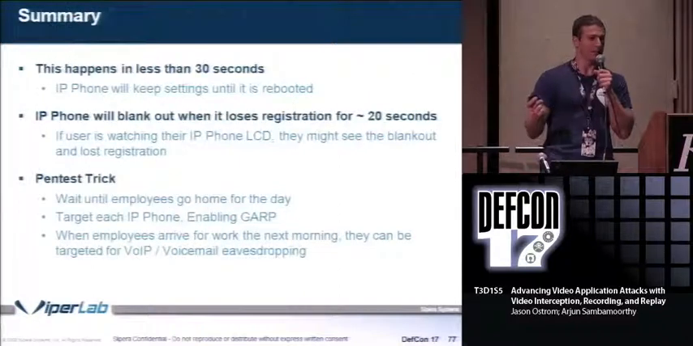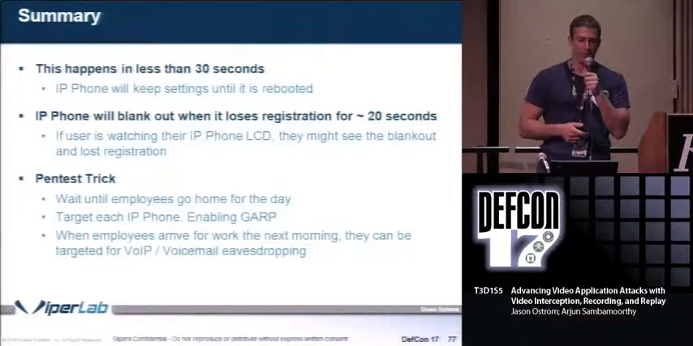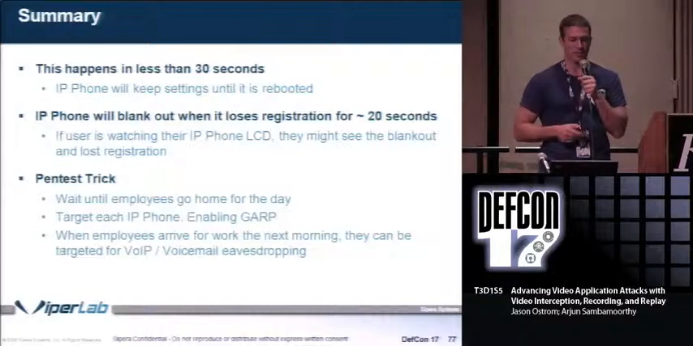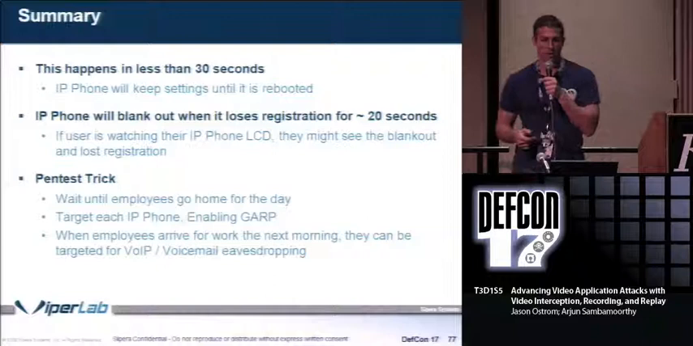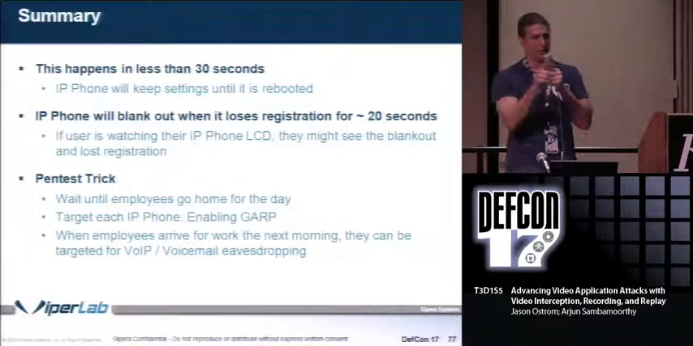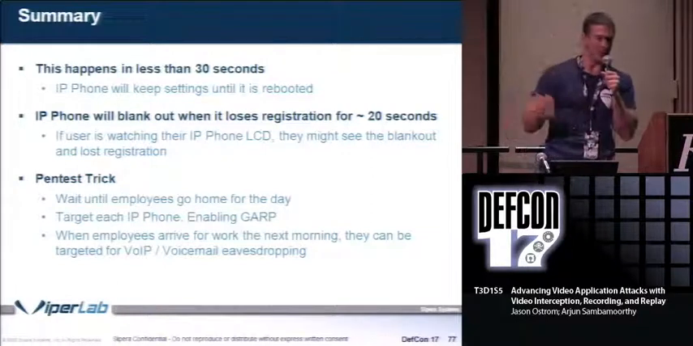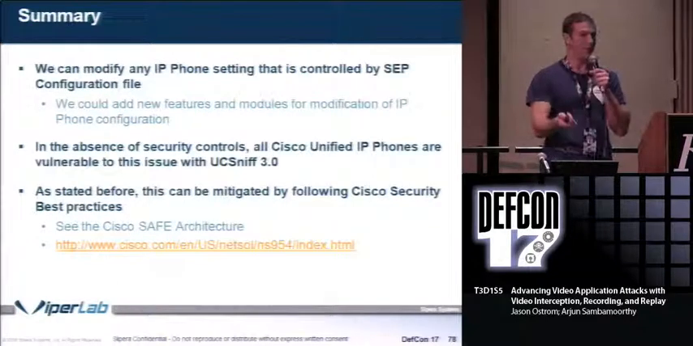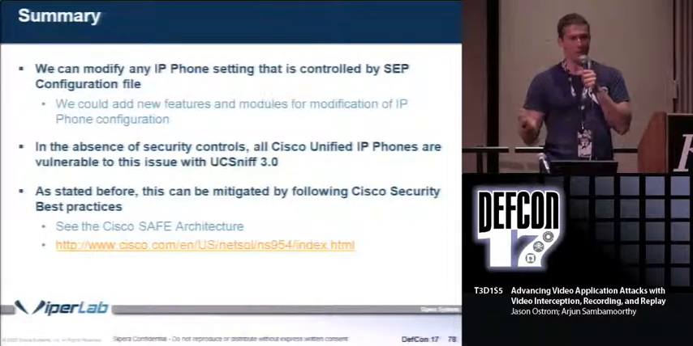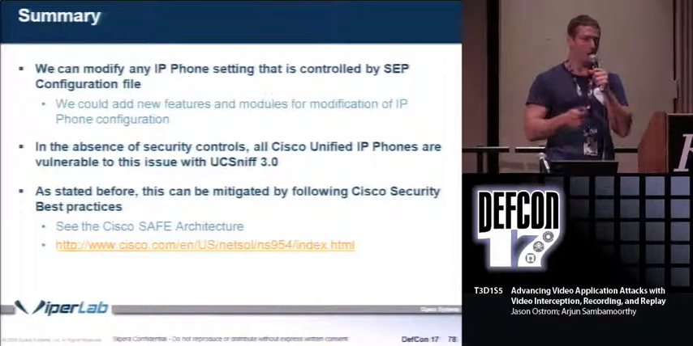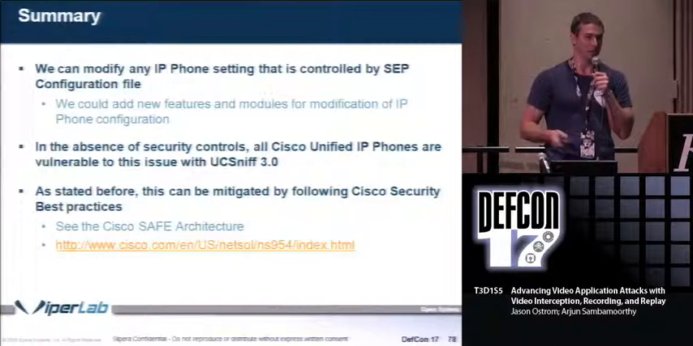So this all happens in less than 30 seconds. If users are watching the phone, they might be able to catch it, but they might not think anything of it. And all you have to do is wait until the users go home for the day, and you target each phone, pick it off one by one, and when they arrive for work the next morning, they have gratuitous ARP enabled on all the phones in the environment. We can add new features onto this when we come up with new ideas. So we basically pwn the phone. We can change anything on the phone we want to.